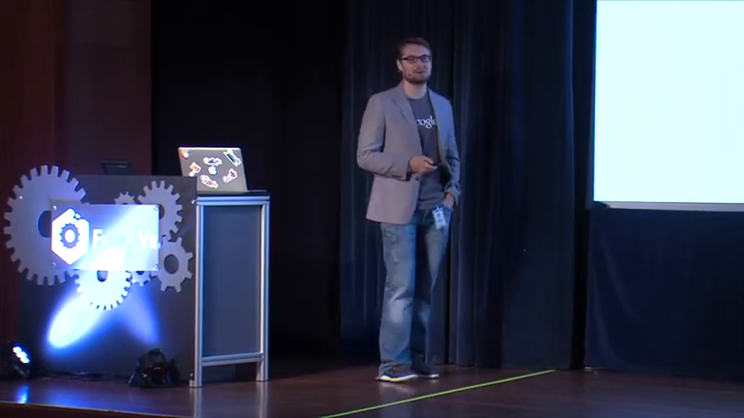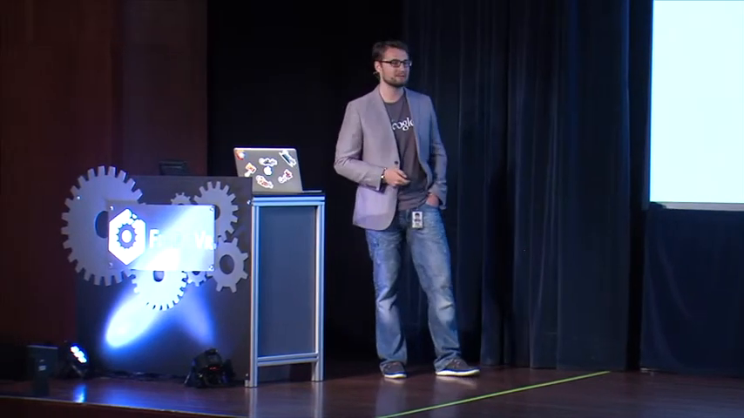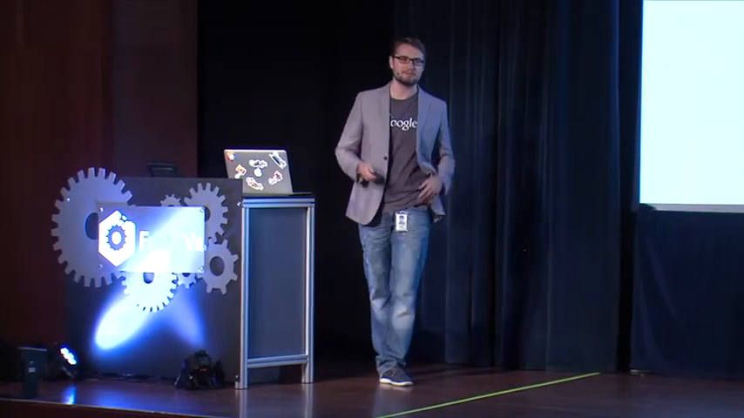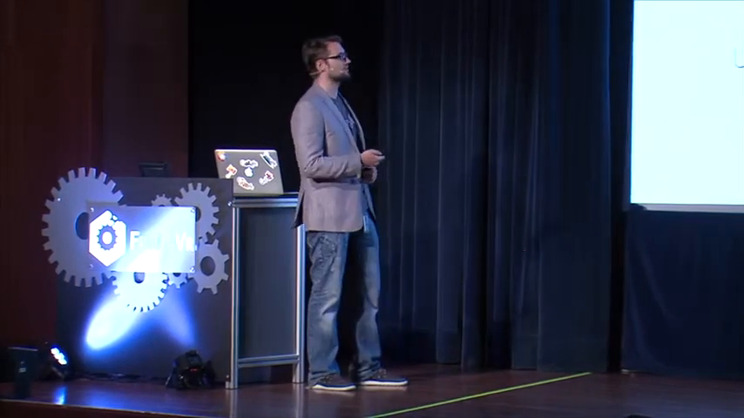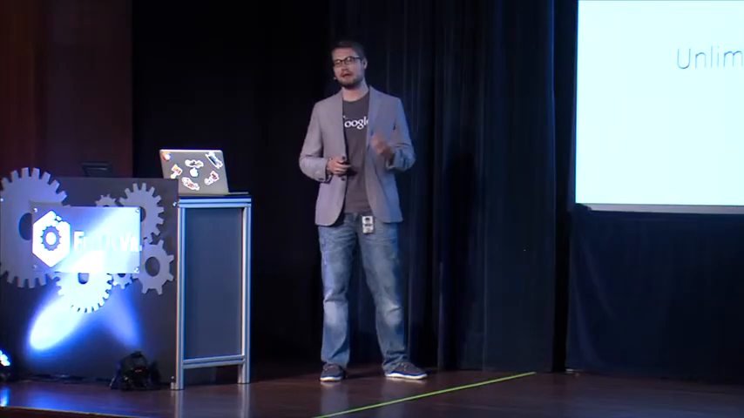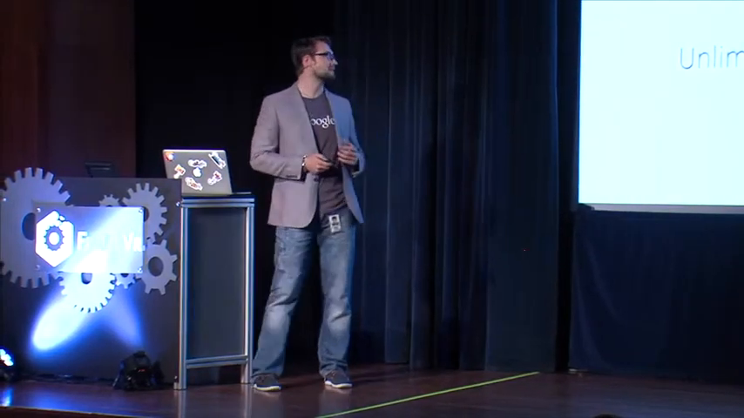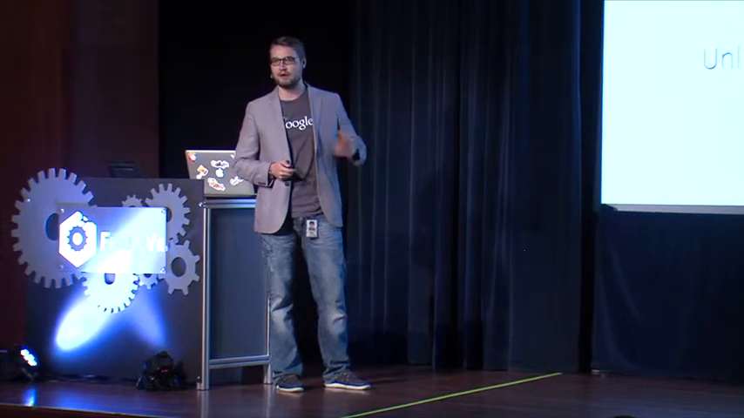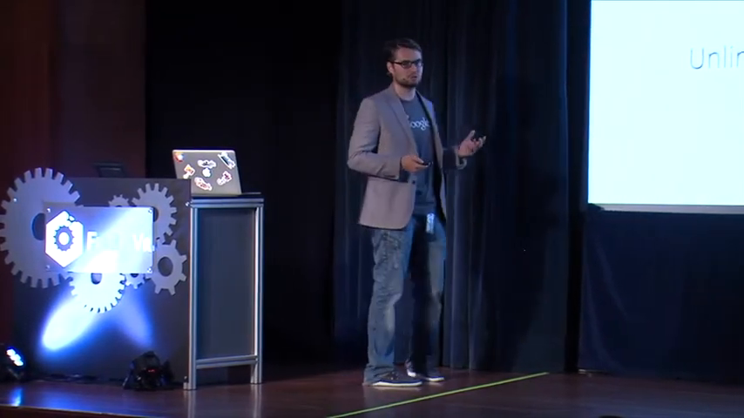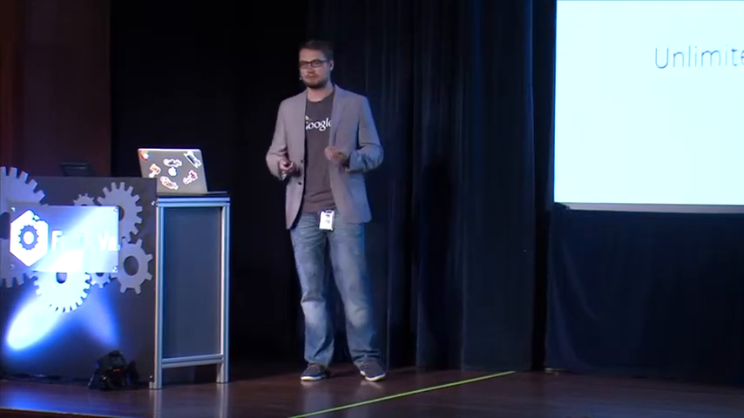And so Google had its own big data problems as it was growing up, as it was building Gmail, as it was growing YouTube, search, maps, all these massive services. And so Google has built out some incredible infrastructure. We spend right around $2.6 billion every quarter on our infrastructure. That's state-of-the-art data centers, our global secure fiber network, and essentially unlimited storage and CPU resources for our big data problems.